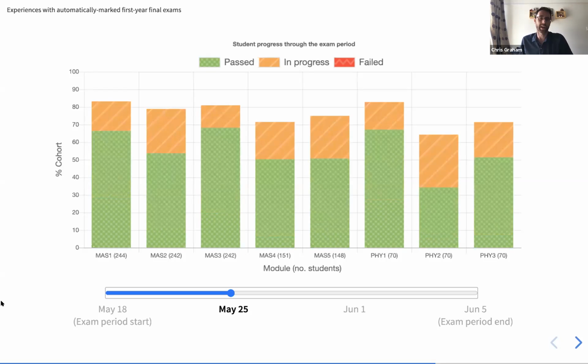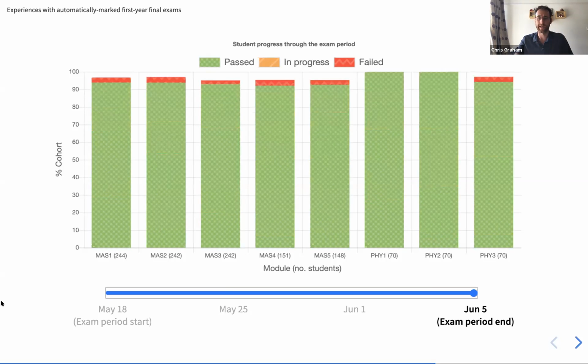This was after a week, and I think we could have run this exam within a week, and students would have pushed through and completed. As it was, it went on. And this is at the exam end. You'll see what we end up with was very high pass marks across the board.